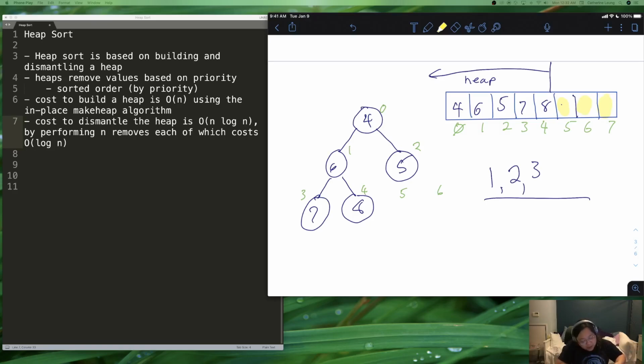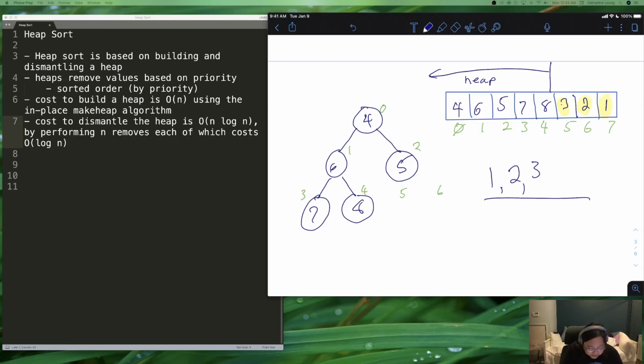But we can't put 1, 2, 3 there because obviously 1 came out first. This spot was available, then 2, then 3. What we would end up with is we would end up sorting in the wrong direction. We would end up with the smallest at the back and the biggest at the front, right? Because we open it up that way and we remove based on a min heap.